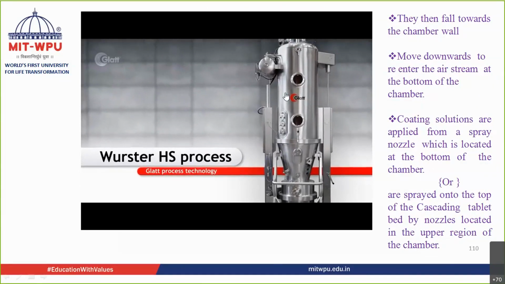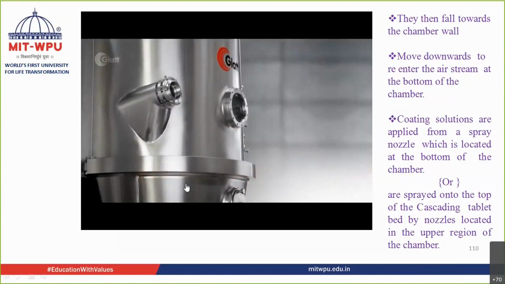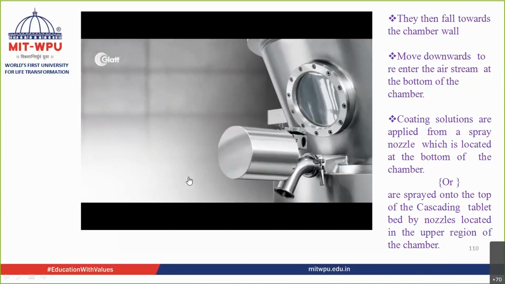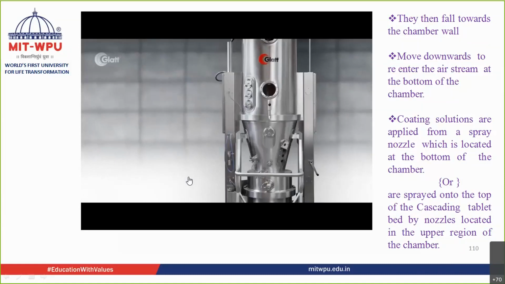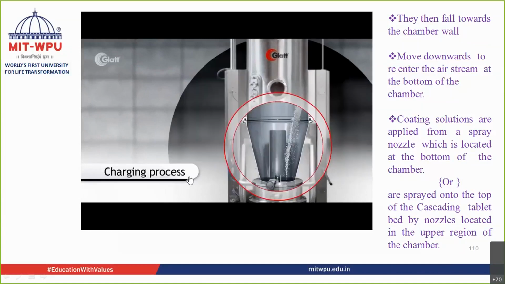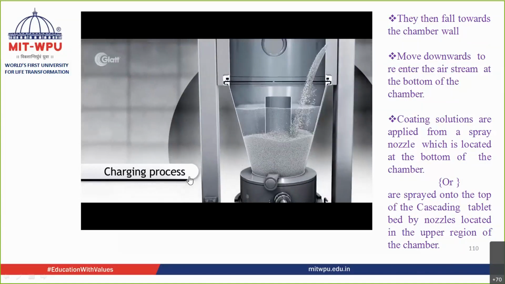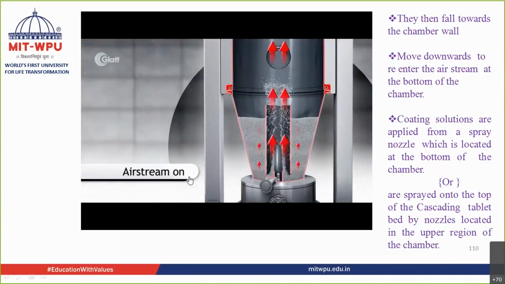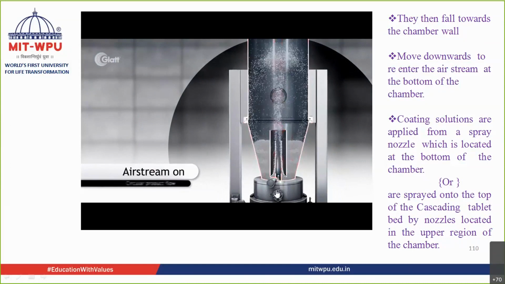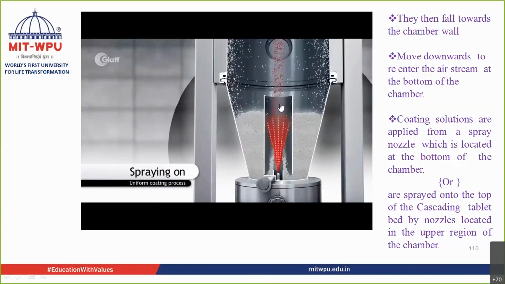So this is the chamber. These are the observation windows. You put the granules or the tablets, whichever you want to coat, and the hot air is being blown from here, which helps the material to get suspended. It may be granules if you want to coat granules, tablets if you want to coat tablets. They are suspended over here.